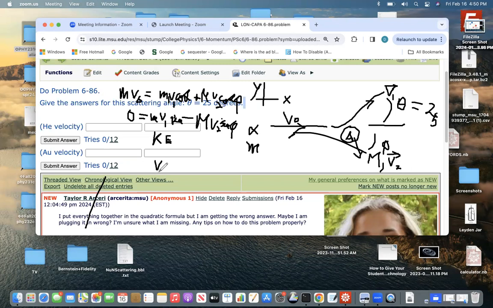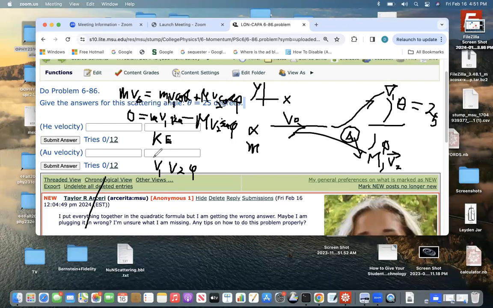V0 is known. That should be given. V1 and V2 are not known, and phi is not known. So you have three unknowns and three equations. So it's back to algebra. You have to solve three equations for three unknowns, and you can't solve any of the equations by itself. You have to solve all three of the equations simultaneously.